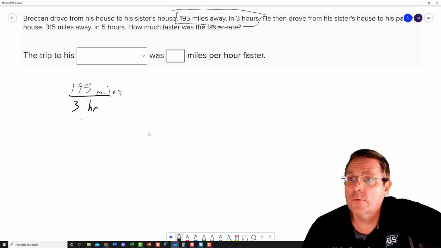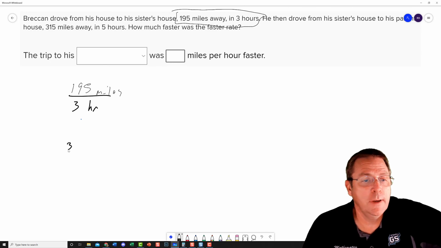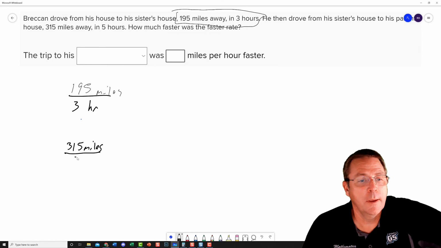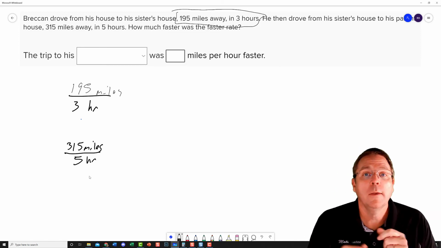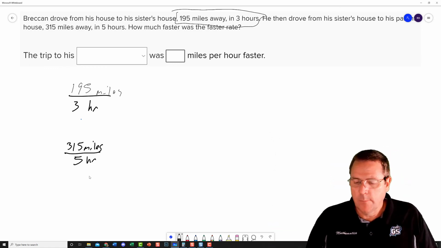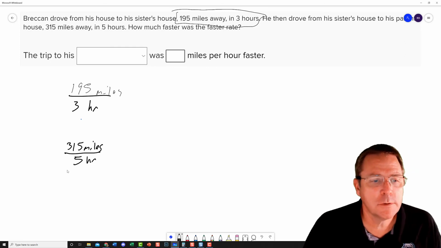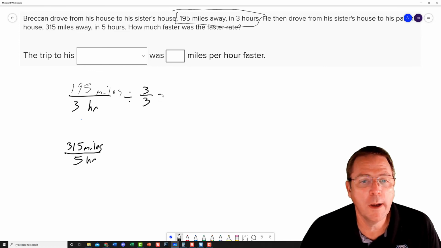Then he drove from his sister's house to his parents' house, 315 miles away, and this one took him 5 hours. How much faster was the faster route? Now this is a prime example of a great place to use some unit rates. So I'm going to start off on the top and divide the top and bottom by 3 to find out how fast you could travel in 1 hour.